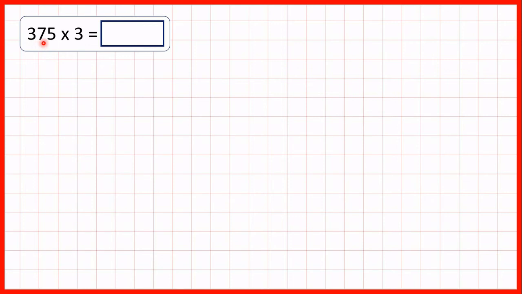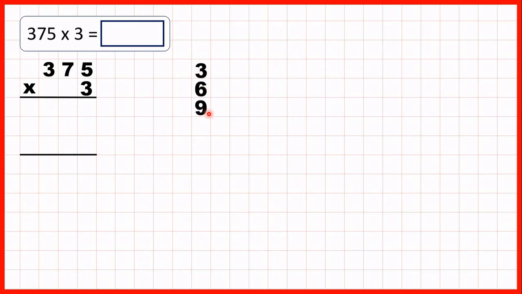We have 375 times 3. So we can write this out as a column multiplication. We start by multiplying the number in our ones by 3. So we need to work out 5 times 3. If it helps, write out your 3 times table. So we have 3, 6, 9, 12, and the fifth multiple of 3, so 5 times 3 is 15. So that's our first answer line.